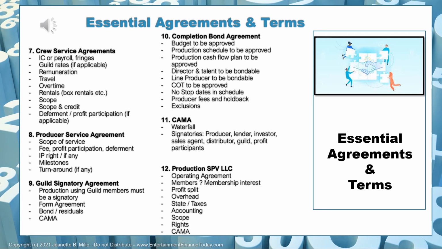You always, obviously, in the crew agreement, discuss the scope, you discuss the credit that they would have, and you discuss as well if they have any deferment or profit participation applicable. These are the main items you would discuss in a crew service agreement, and that is normally done by the line producer or the unit production manager, those kind of deals.